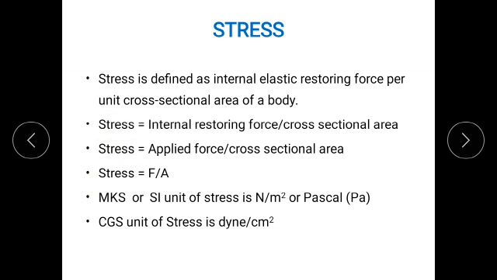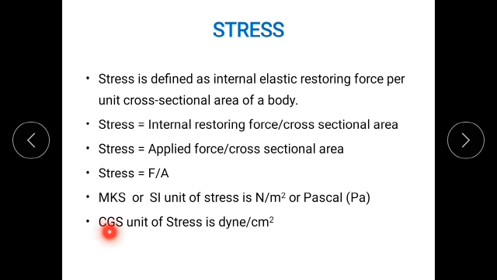Then we have to write the MKS or SI unit of stress. Here the formula is F upon A. In the numerator force is written and in the denominator area is written. Therefore in the numerator we write the unit of force, and the SI or MKS unit of force is Newton, and the MKS unit of area is meter square, and therefore the SI unit of stress is Newton per meter square, and this unit Newton per meter square is called Pascal, and it is written as capital P small a.